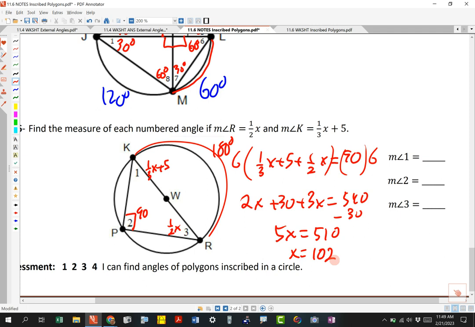Now, x is 102, but it doesn't say find x. What does it say? Find the measure of the angles, correct? So you got to plug them in here. So we've got, I'm going to change colors, 1/3 of 102 plus 5. And this is going to be 1/2 of 102. So half of 102, that's going to be 51. So angle 3 is 51 degrees. I already got angle 2. That was 90 degrees. And this other one had better work out to be 39. Does it work out? Yeah, it does. 34 plus 5, right?